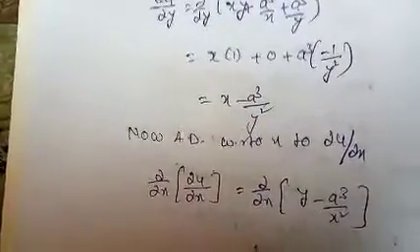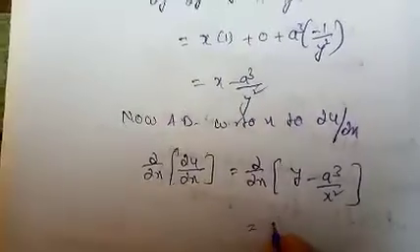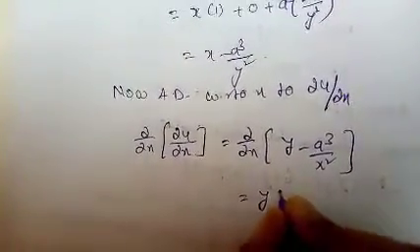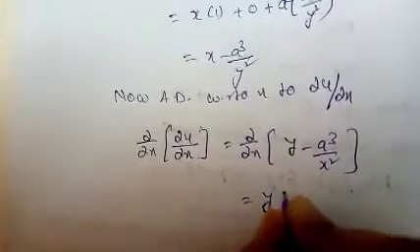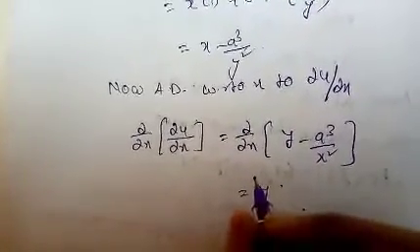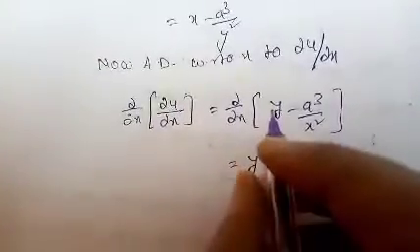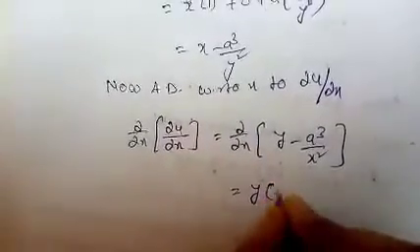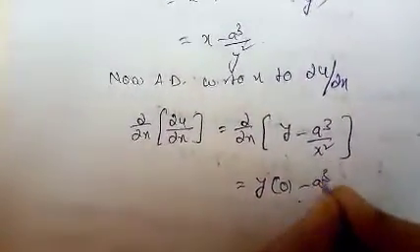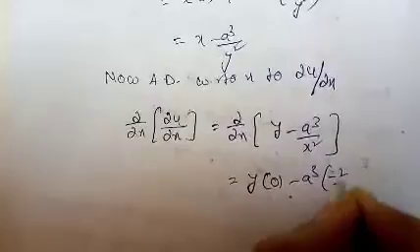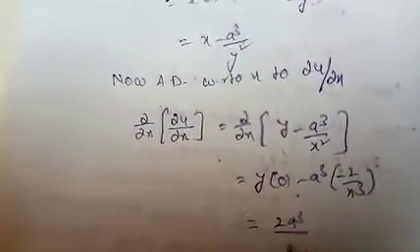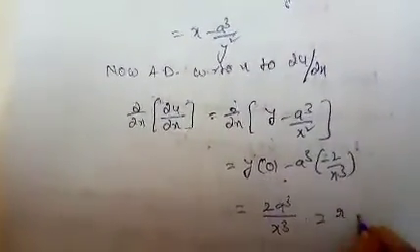So then which implies y into the derivative of, here dou by dou x of the given function y minus a cube by x square. So here 0 minus a cube into the derivative of 1 by x square, which is minus 2 by x cube. So then which implies 2a cube by x cube. So treat this as r, say.